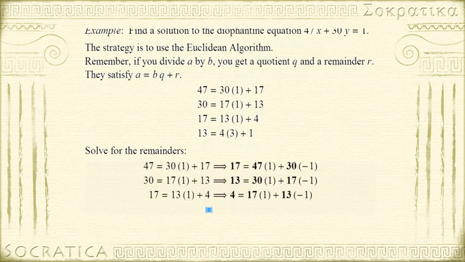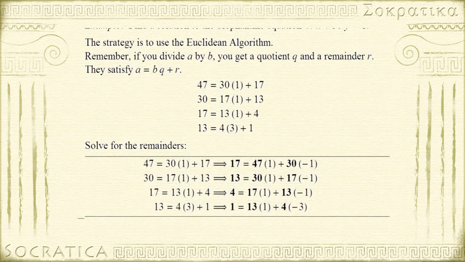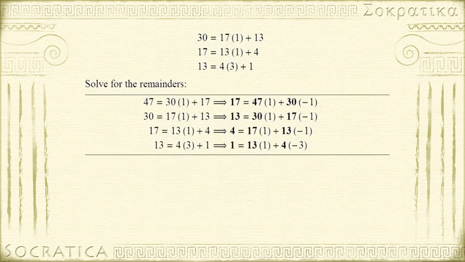And lastly, we have 13 is equal to 4 times 3 plus 1. Solving for the remainder, we get 1 is equal to 13 times 1 plus 4 times negative 3. So now what we're going to do is take this last remainder equation, 1 is equal to 13 times 1 plus 4 times negative 3, and backward substitute until we get to the very first remainder. When we do that, this method will terminate and we'll end up with a solution to the original Diophantine equation. Let's see this.